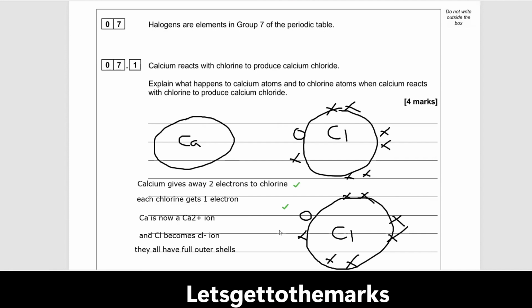And you think you're like Emily Elephant, like clever clogs, whatever it does. I've been watching Peppa Pig with my daughter. There we go. 4 marks. Boom. Let's go.